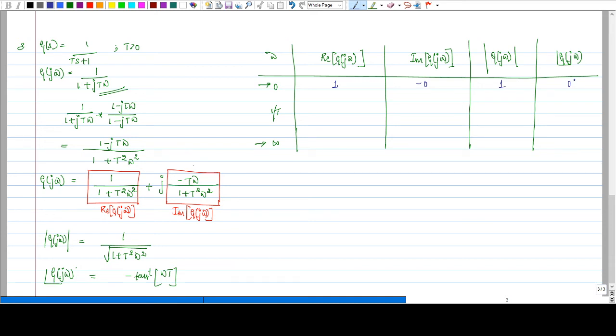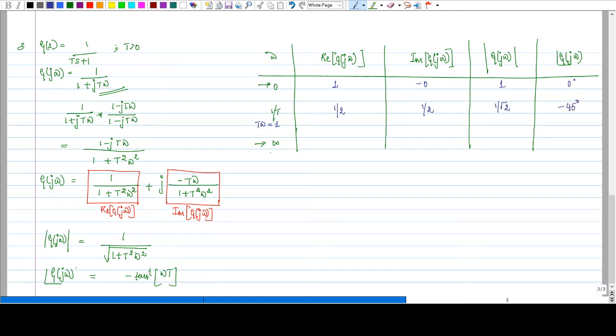This entire t omega will be equal to 1. So t into omega will be equal to 1. When that is the case, the real part is 1 by 2. Similarly, the imaginary part will be minus 1 by 2 and the magnitude will be 1 divided by root 2. Coming to the angle, it is minus tan inverse 1, which is nothing but minus 45 degree.